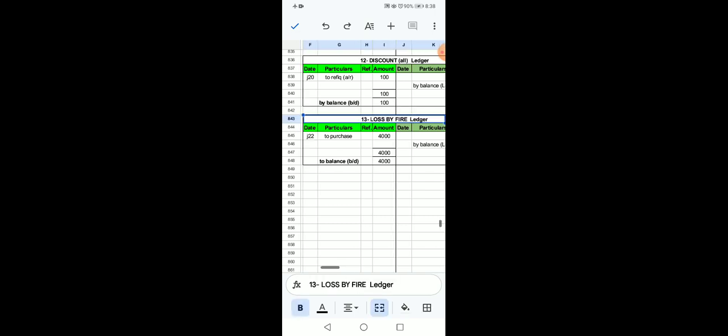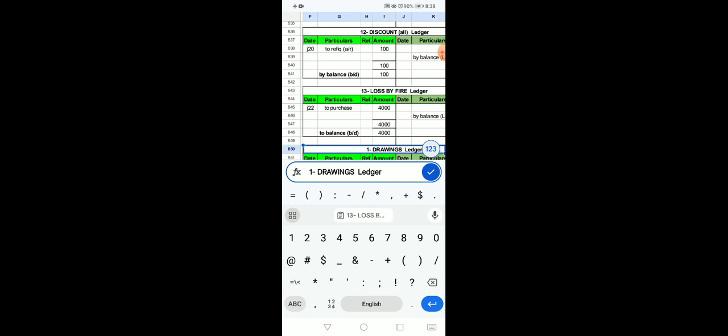Here you were having loss by fire. It is already marked, completed. Now next element is drawings. It is still unmarked, so we are in need to make the ledger for drawings. What we will do, we will copy headings from the previous ledger and will post to the next ledger. The only thing needed is to change its heading. We were making loss by fire and now it's time to make ledger for drawings. Change its number as well. It's 14th ledger we are making, drawings.